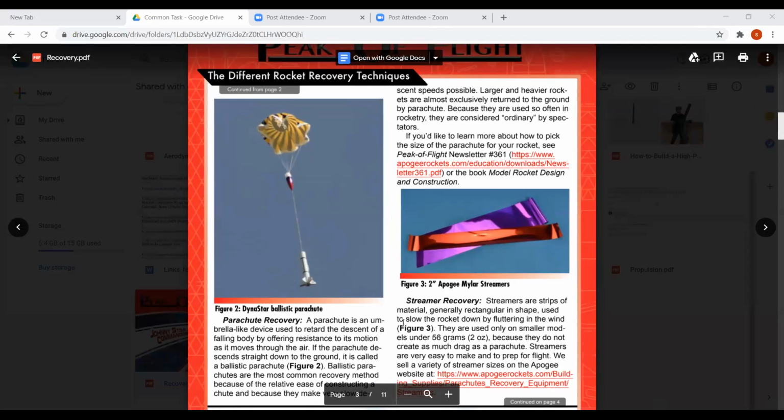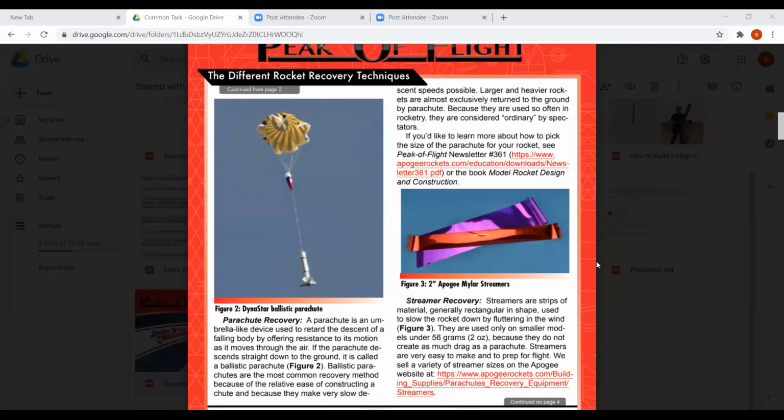Okay, so the first one we have is the parachute recovery. Basically, all of us know parachute. It's this umbrella-shaped device which is used to retard the descent of a falling body. When the thing is falling down and the parachute opens up, due to the atmospheric force acting upwards, it slows down the fall of the rocket or any other thing for which we're using a parachute as a recovery system.